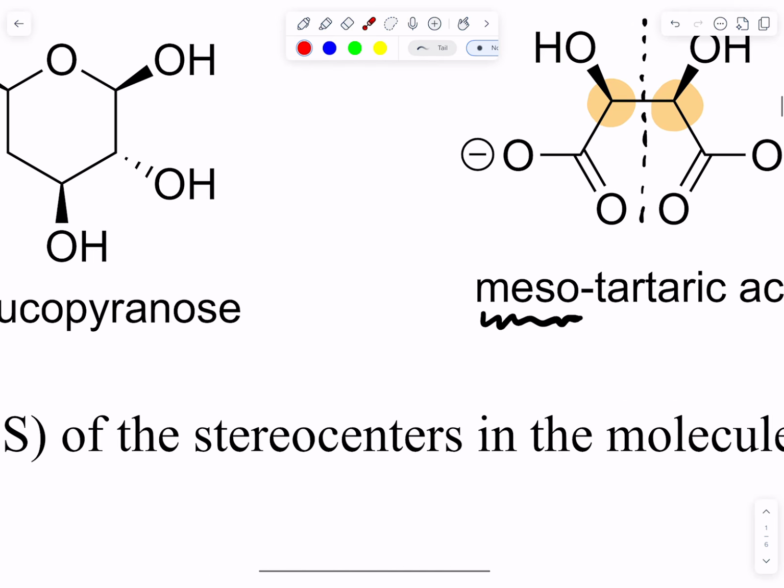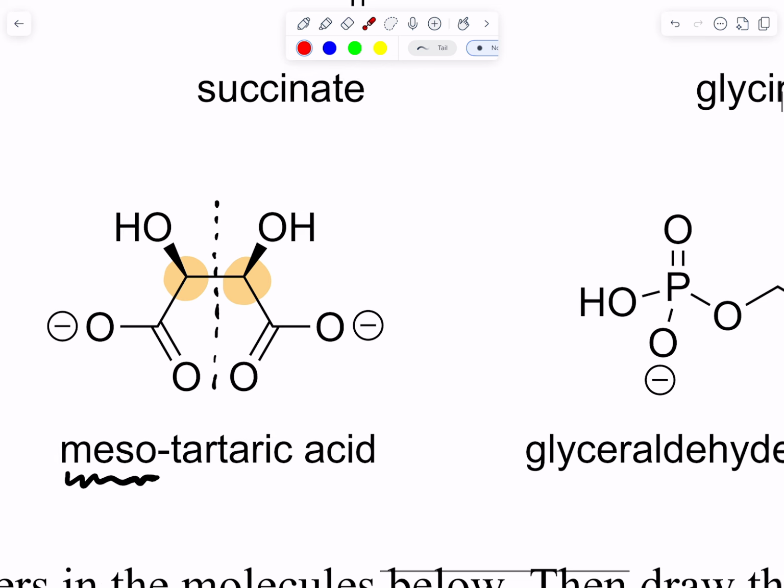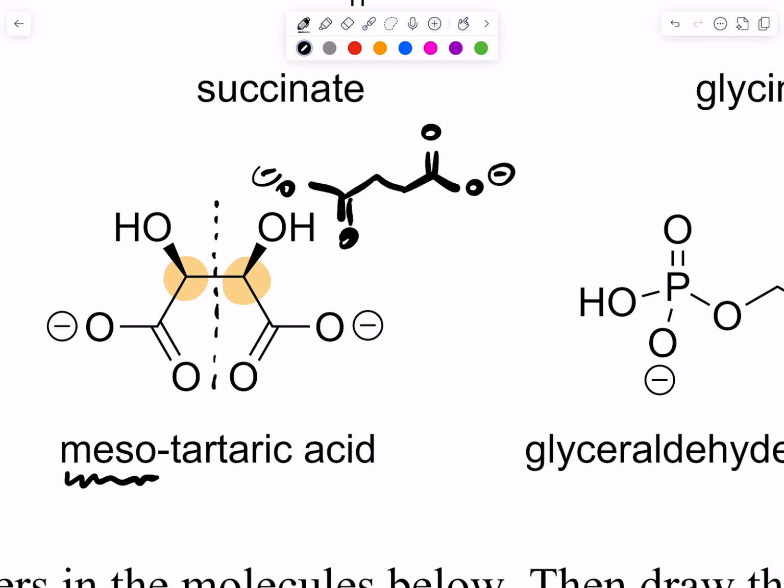I want to be careful with if you can't see the plane of symmetry, because there would have been a way that I could have drawn mesotartaric acid, which would have totally concealed the plane of symmetry. I could have drawn exactly the same molecule like this, and some of you would have been tempted to say that's chiral because I can't find a plane of symmetry. But if you rotate around this carbon-carbon bond, you get there, and then you see the plane of symmetry.